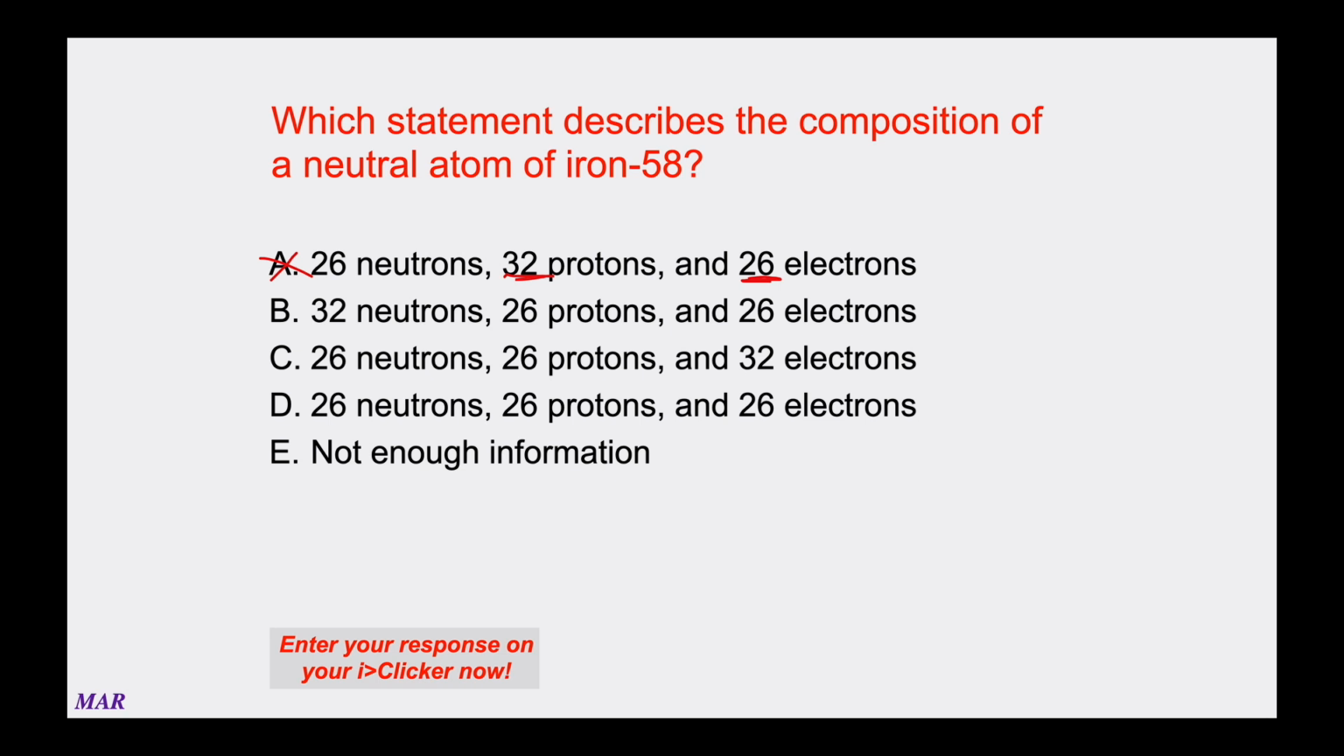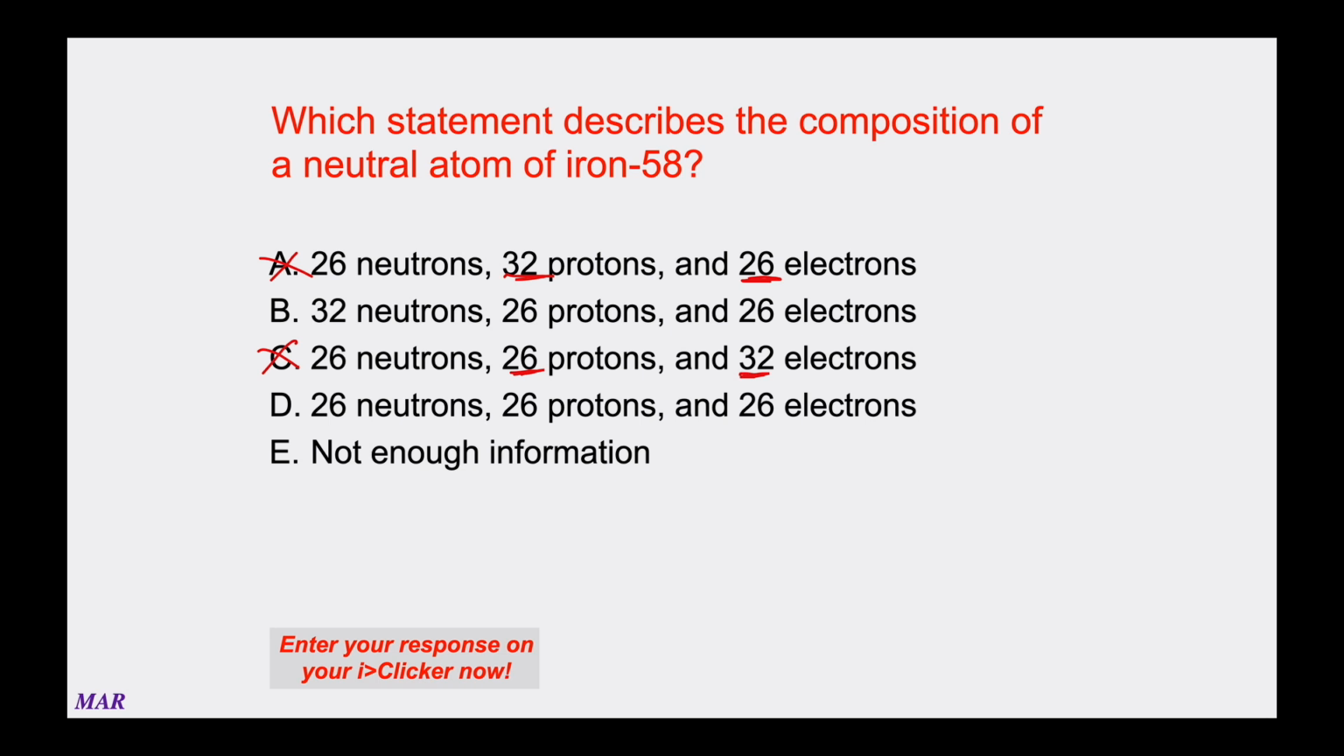The other one that's not going to be neutral is C. If you look, that one has 32 electrons and 26 protons. That has more electrons than protons. That's going to be a negative ion. That one's not going to be neutral either. So our answers here are either going to be B or D, or possibly E, and I'll be honest, it's not going to be E.